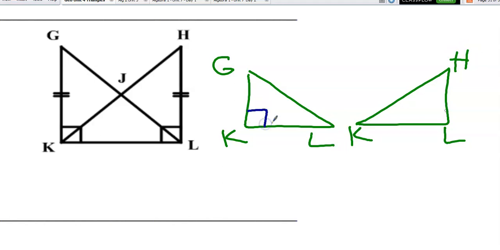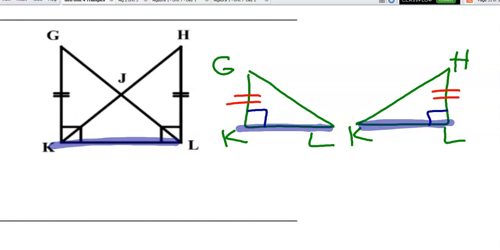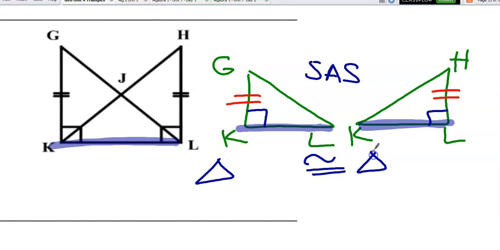I have 90-degree angles, K and L. And I have GK and HL. All right, now, right now I have side angle. Now let's look at this bottom line. If you notice, they are sharing it. This is reflexive. KL and KL and LK mean the same thing. So we're gonna be writing, what type of angle theorem is it? Side angle side. SAS. All right. And how do I prove it? Well, you got to be careful on how we write it.